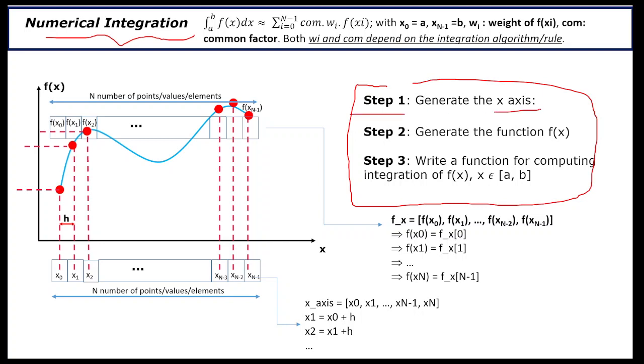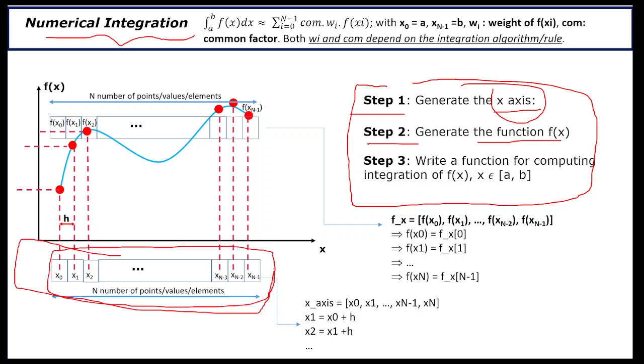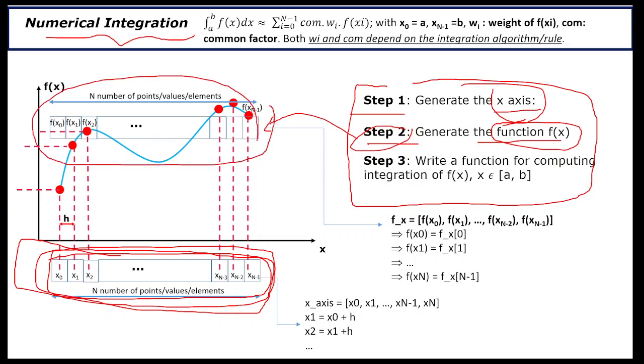Step 1, generate the x-axis. Step 2, generate the function. Generate the x-axis means we generate this array containing all of the values along the axis that we want to represent. And the second step is to generate our function. Generate our function means create this array, the array containing all of the values representing our function.